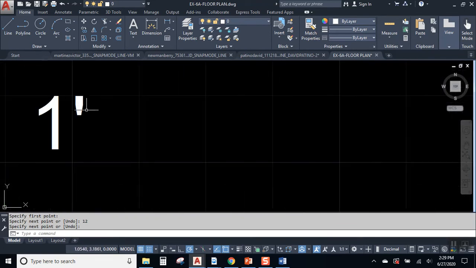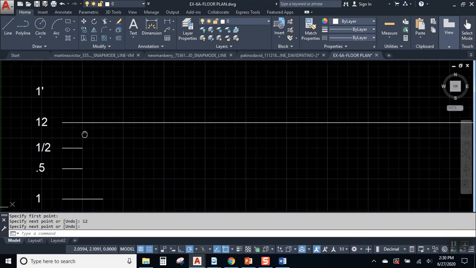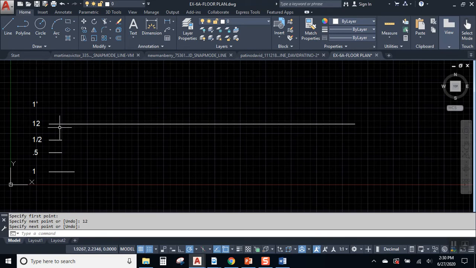It's the single tick, the single quote, and it's on the same key as the quotations. It's the key to the left of enter. This means feet. So this doesn't mean 1 inch. When we see this, it means 1 foot. And of course, 1 foot is very different than 1 inch, right? So I was able to type in 12 to get 12 units to represent 12 inches.